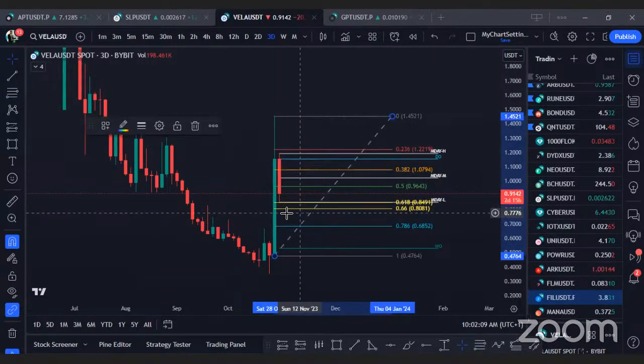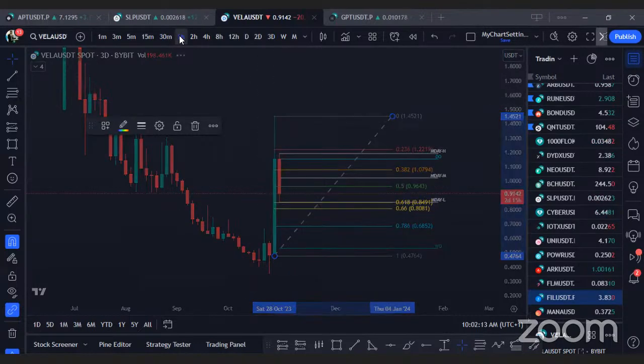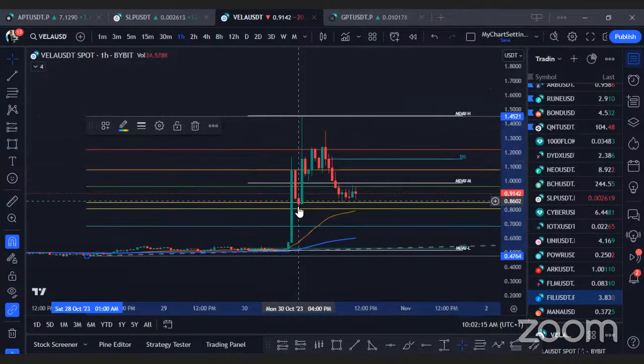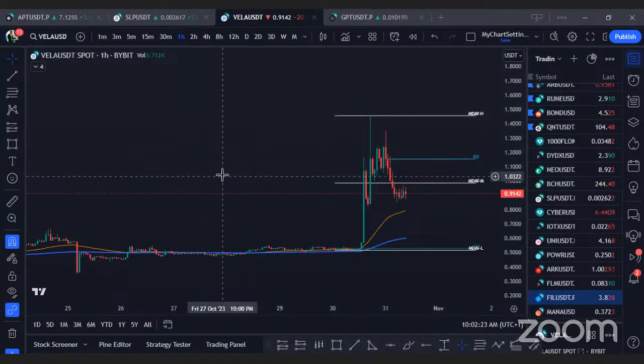Wait for the pullback. Yeah, we are exactly at that point. That is exactly where this token rejected from, went up, and we are back at that area again. So yeah, it could be a good area to start buying, okay? I don't know what the project is all about.